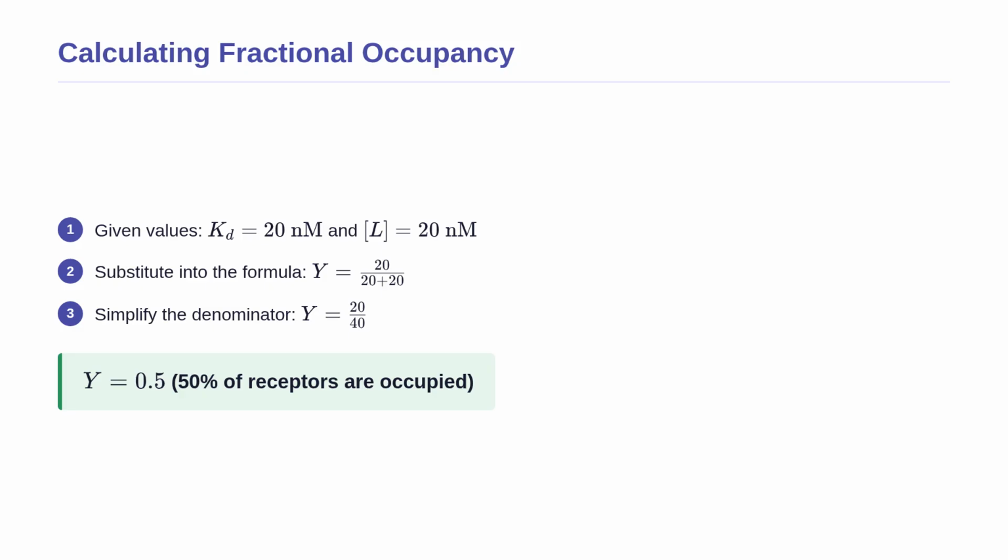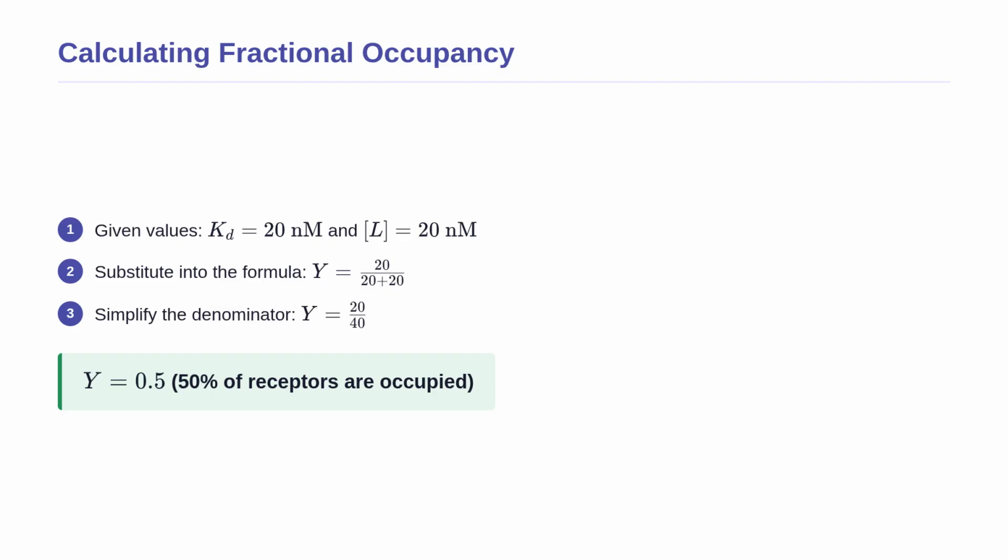Now that we have our formula, let us see this with a concrete example. Let us imagine a scenario where a cell is exposed to a hormone ligand. We are given that the dissociation constant for this specific receptor is 20 nanomolar. The current concentration of the hormone ligand outside the cell is also 20 nanomolar. We need to calculate the fractional occupancy, Y.